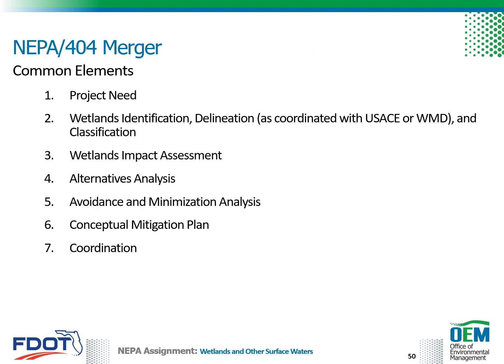There are 7 common elements which are relevant to both NEPA and Section 404(b)(1) of the Clean Water Act guidelines. 1. Project need. The project need will typically contain capacity information, system linkage, transportation demand, modal interrelationships, safety information, and roadway deficiencies as supporting evidence for the project.